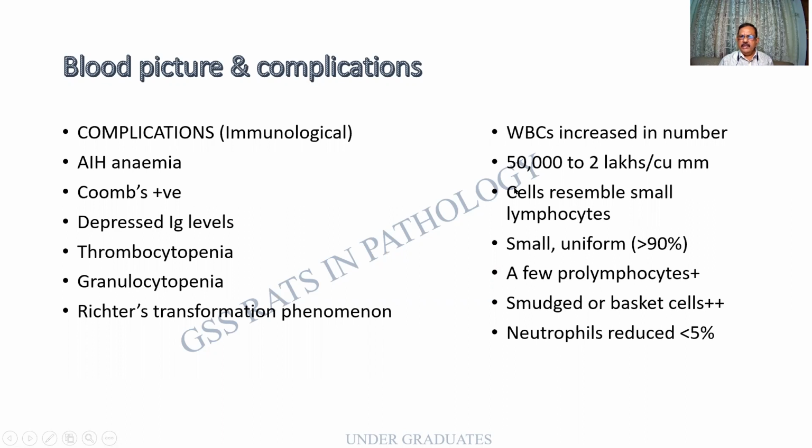WBCs are increased in number. The count varies from 50,000 up to 2 lakhs. The cells will be resembling the mature small lymphocytes, uniform. Occasional pro-lymphocytes can be seen. A good number of smudged or the basket cells. Neutrophils are reduced, obviously.